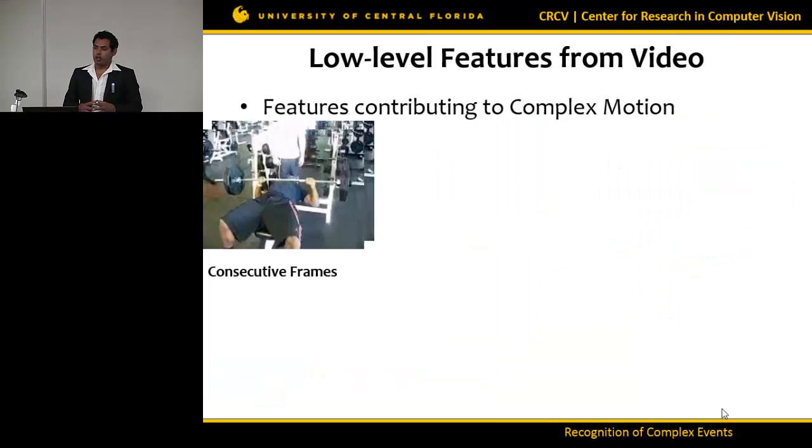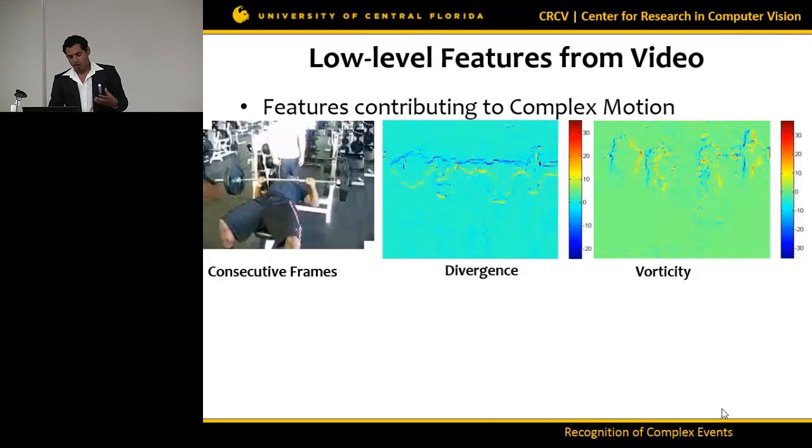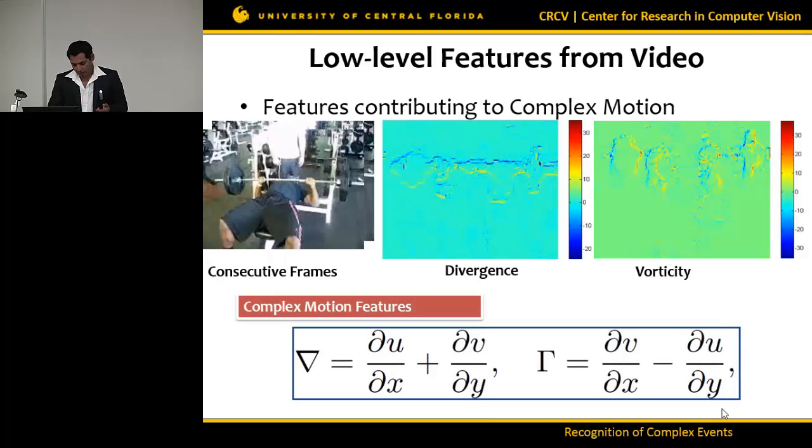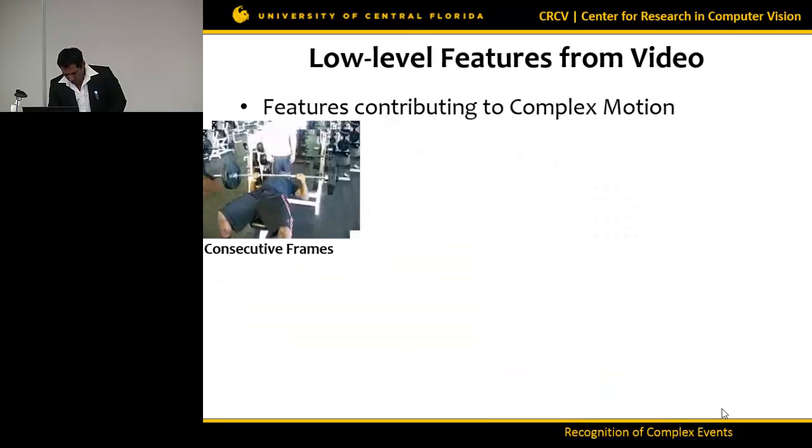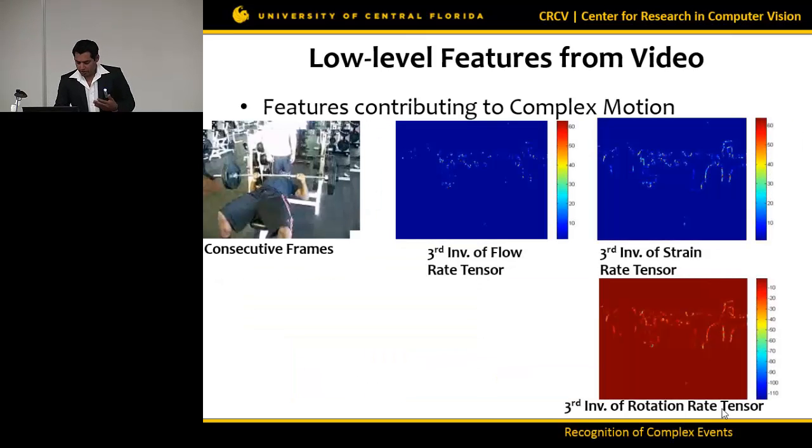We also analyzed that, in addition to these low-level optical flow or temporal gradient-based features, we can also compute some local motion features, which are divergence and vorticity, and these are basically inspired by laws of fluid dynamics, where you have flow vectors and you can see what the local neighborhood of those flow vectors is. Are they actually depicting certain complex motion patterns? And there are other features that are computed based on optical flow, such as invariants of flow rate tensors and so on.